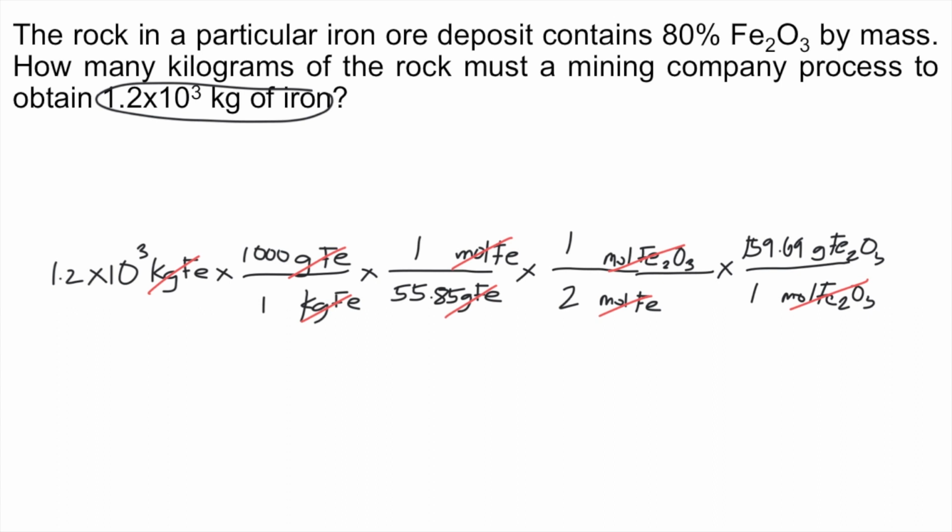In the problem, it says here that the rock contains 80% Fe2O3 by mass. So what does percent mean? Percent means per 100. So that means when you say 80% Fe2O3 by mass, that means that for every 100 grams of the rock, it contains 80 grams of Fe2O3.